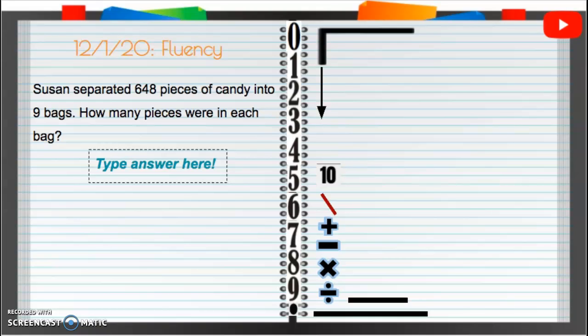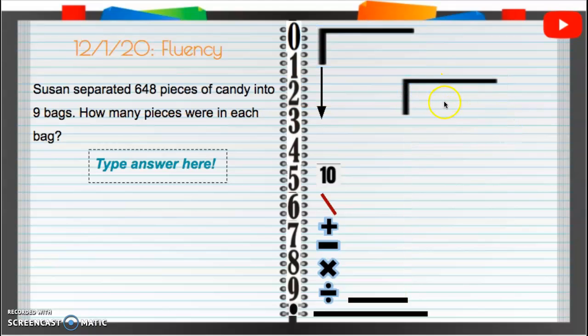December 1st, 2020, Fluency. Susan separated 648 pieces of candy into 9 bags. How many pieces were in each bag? All right, so if she's separating them, we're going to be dividing. So first off, we can put our little house over here.